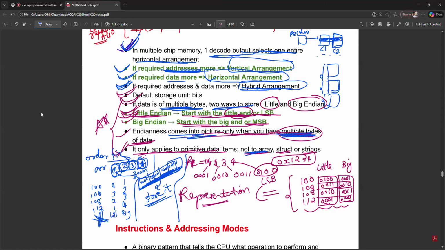Because here I was assuming that one integer is of 4 bytes, right? One integer is of 4 bytes. So that's why it is multi-byte data. And then this thing I can store either in little or in big endian. So that's why endianness does not apply to array, struct and string, but if you zoom in, it internally applies, because here the order is fixed. Okay, so just take care of these things, right?